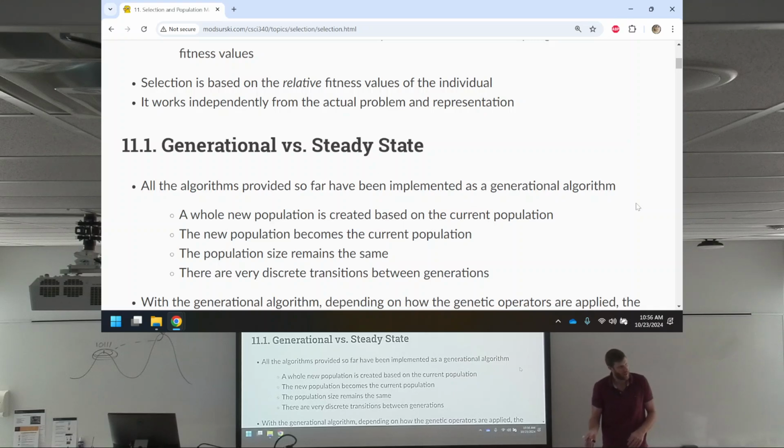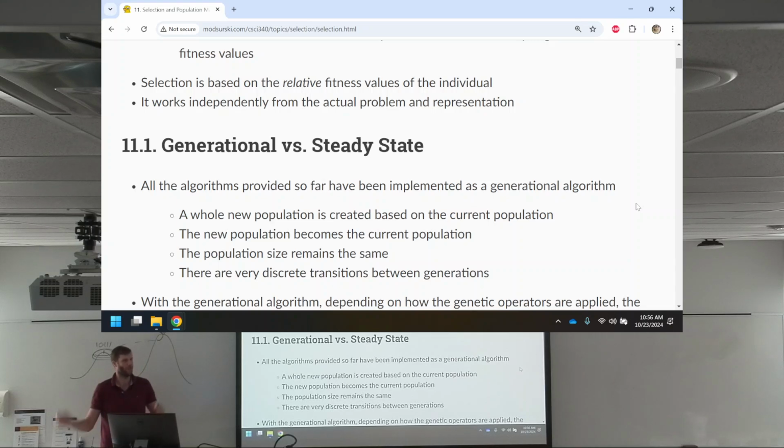Steady state has a higher resolution of work, for lack of a better term, where you pick the two, you may or may not apply the operators, and then you put them back in the same population. And you do that over and over and over again. Steady state is arguably a generalization of generational, but I prefer generational.